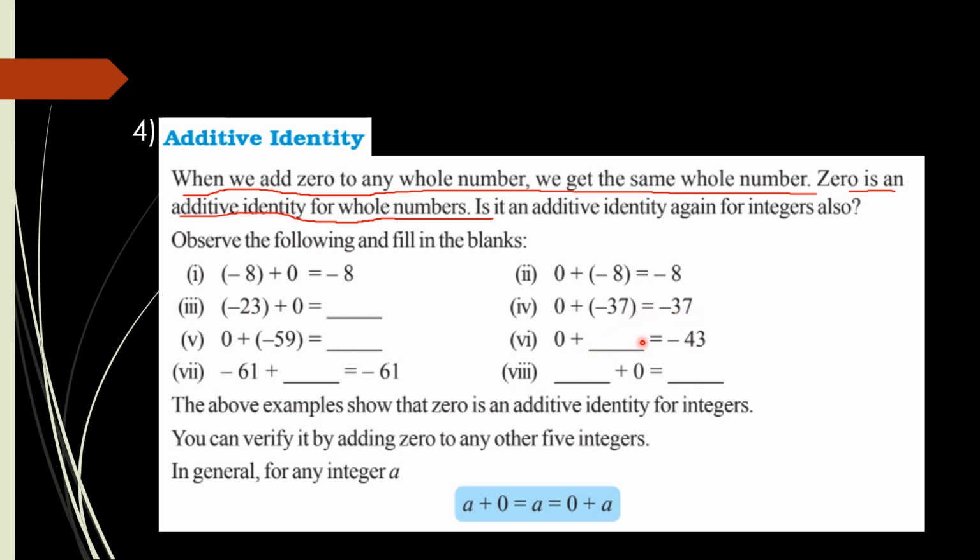0 plus blank is equal to -43. Answer is -43. So just write the answer out. So here the answer is minus 43, and here the answer is minus 23. 0 plus minus 59, answer is minus 59, right? Minus 69 plus blank is equal to minus 61. So the answer is 0. Again, blank plus 0 is equal to blank.